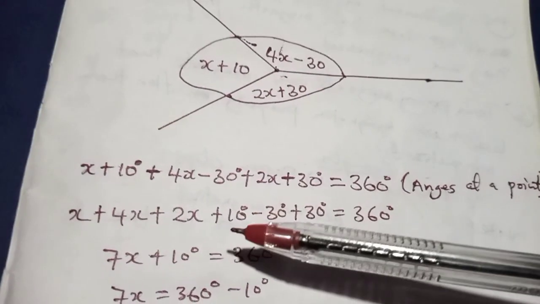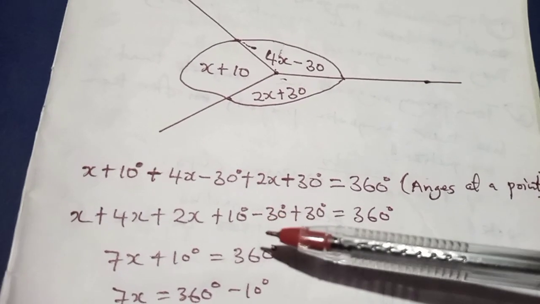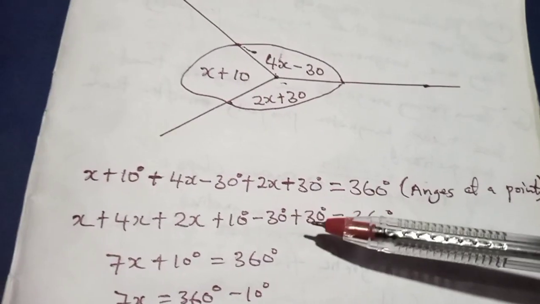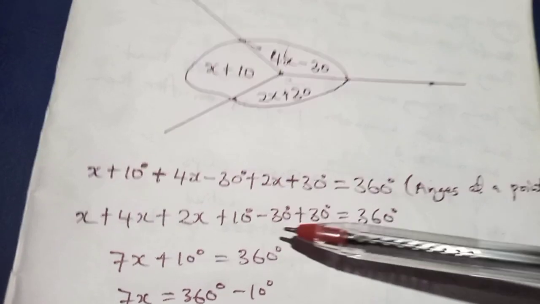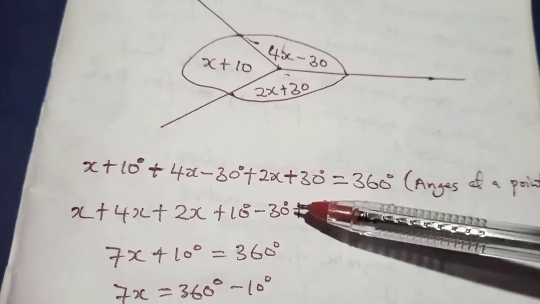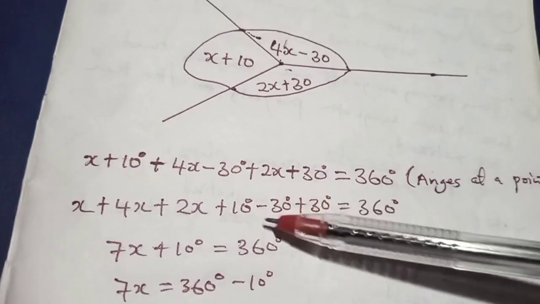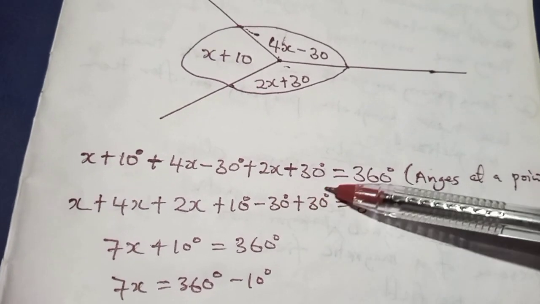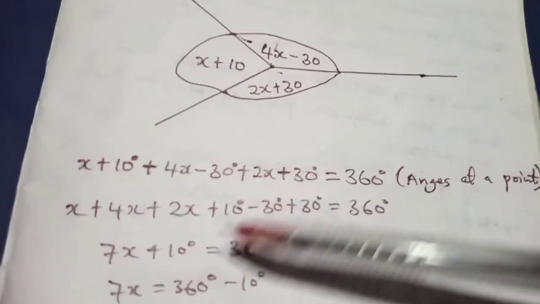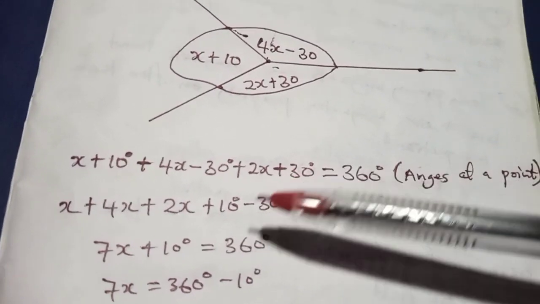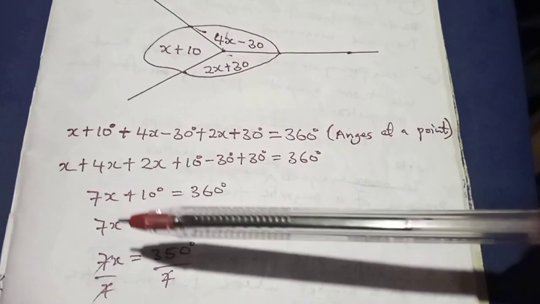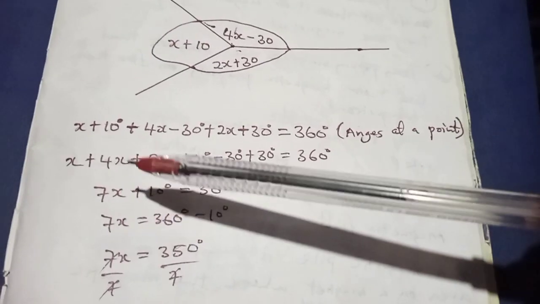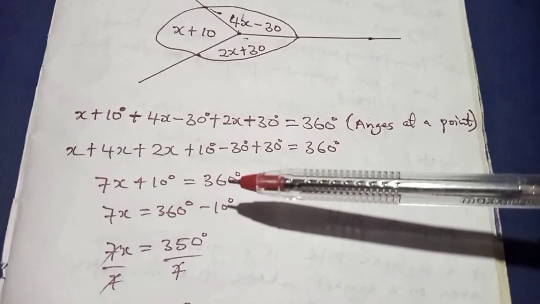Now when you come here, you have 10 degrees minus 30 plus 30. Now we have negative 30 plus positive 30. These will cancel each other. Okay, this will automatically cancel this. So it will be left with 10 degrees. Okay, now the 10 degrees will be added to 7x. So we have 7x plus 10 is equal to 360.